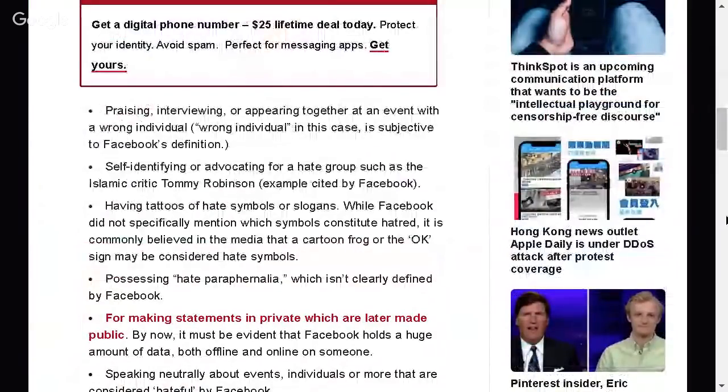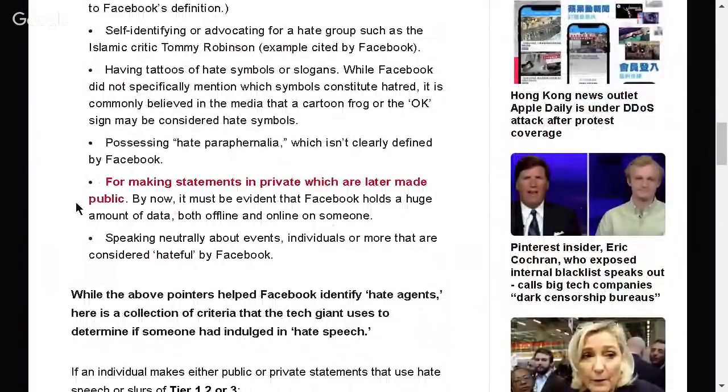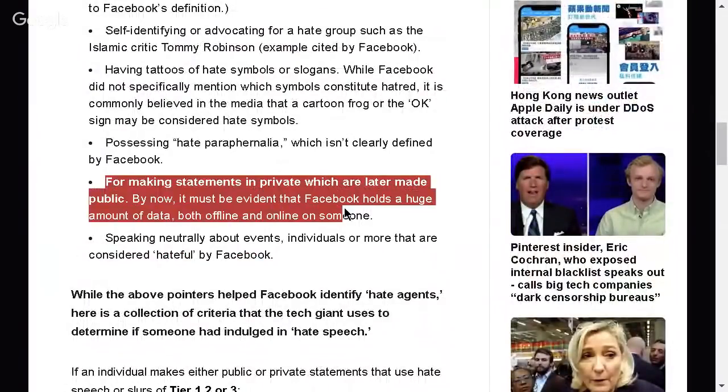Praising, interviewing, or appearing together at an event with a wrong individual. Self-identifying or advocating for a hate group. Having tattoos of hate symbols or slogans. Not sure exactly how they're going to accomplish that. Possessing hate paraphernalia, which isn't clearly defined. For making statements in private, which are later made public.